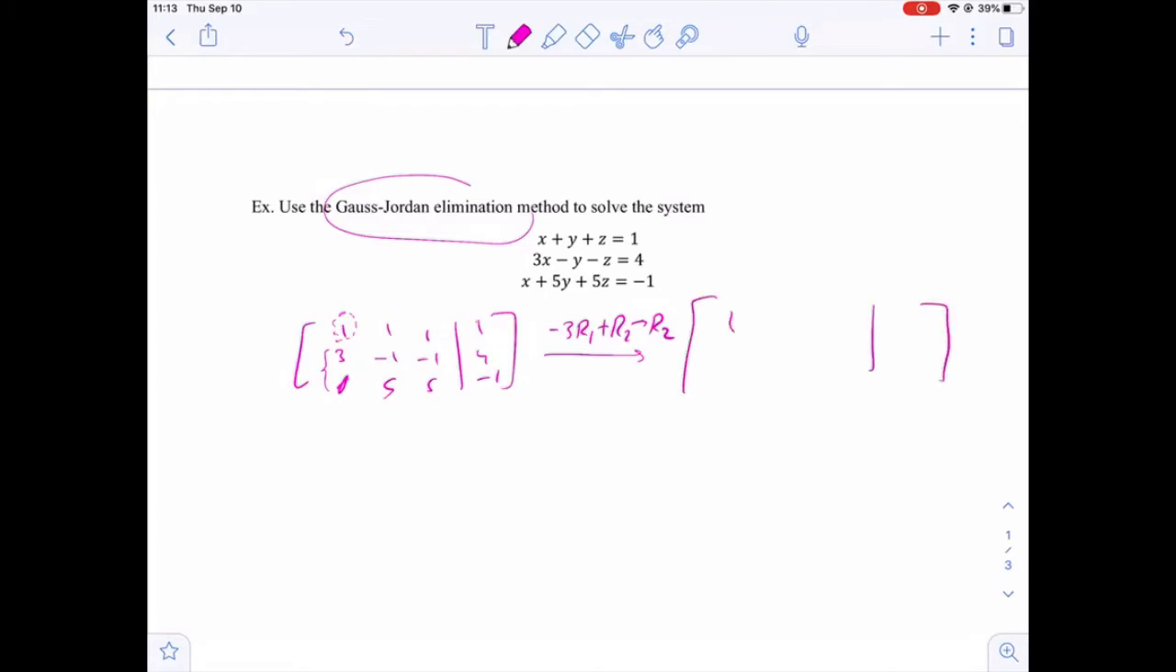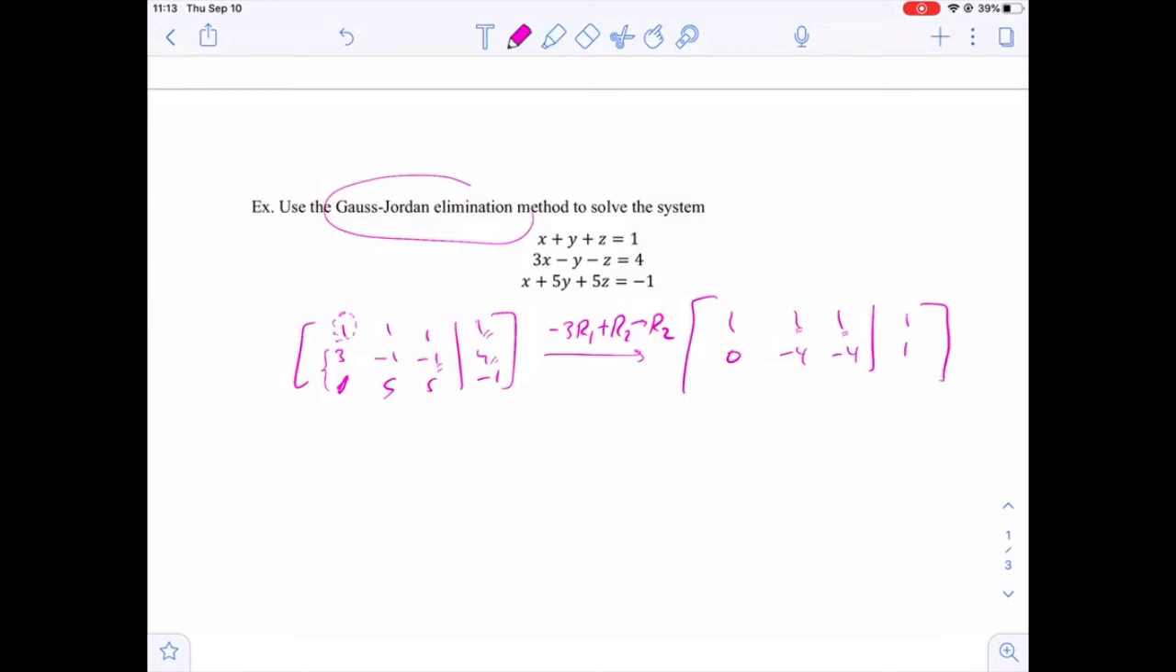So the first row is 1, 1, 1, 1, and then multiplying by -3, we get -3, add it to the second row, you get 0. Multiply by -3 here, add it to the second row, you get -4. Multiply this by -3, add it to -1, that's -4. Multiply by -3, add to 4, you get 1.